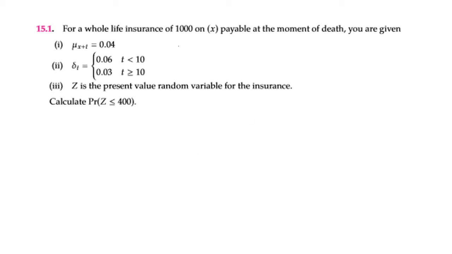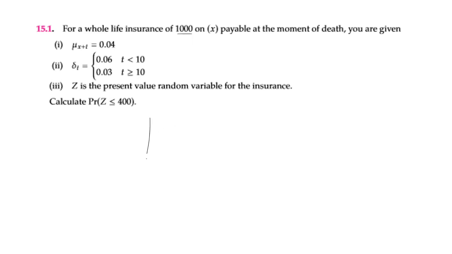We're given a whole life insurance of 1,000 on age x, payable at the moment of death. Force of mortality is 0.04. Force of interest changes at time t equals 10. We want to find the probability that the present value random variable is less than or equal to 400.